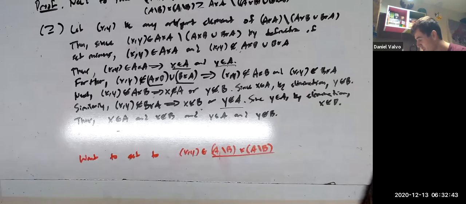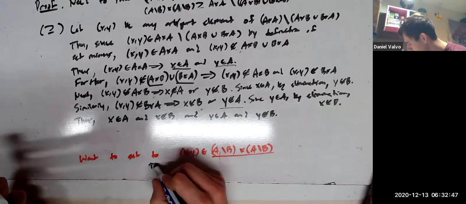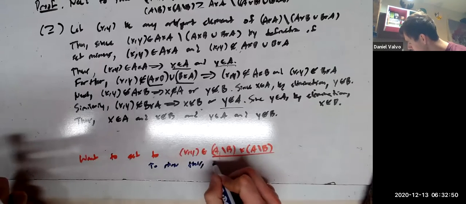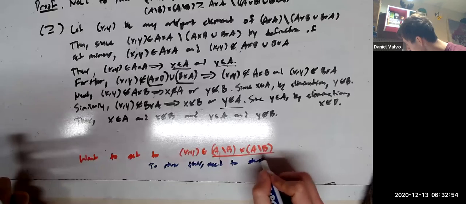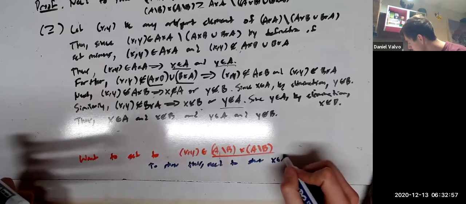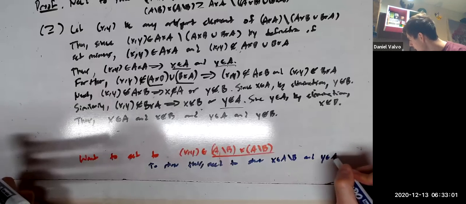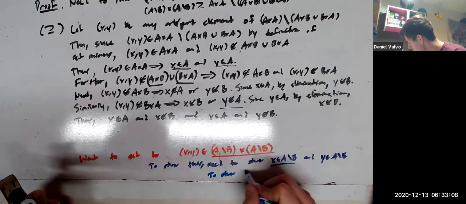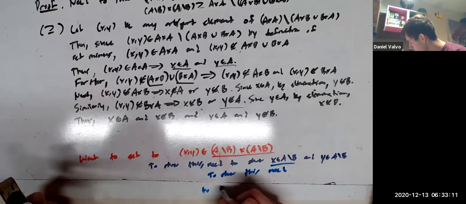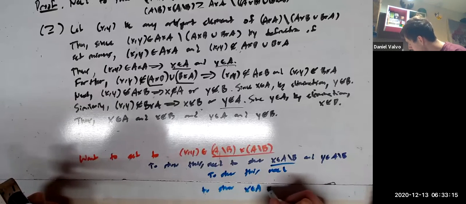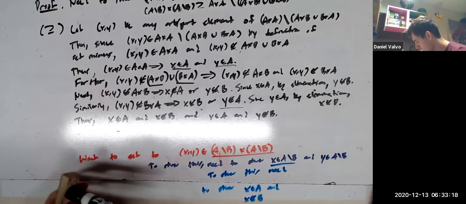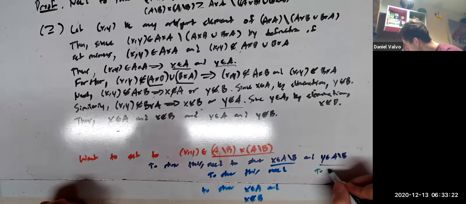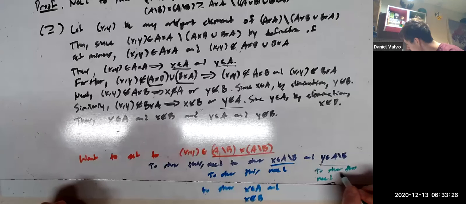Yes, you're seeing it, Opera. You're seeing all the equations now. Perfect. To show this, we need to show that the first coordinate is in the first set and the second coordinate is in the second set. So we need to show that X is in A, not B, and Y is in A, not B. Now, to show this, we need to show that X is in A and X is not in B. To show this, we need to show that Y is in A and Y is not in B.